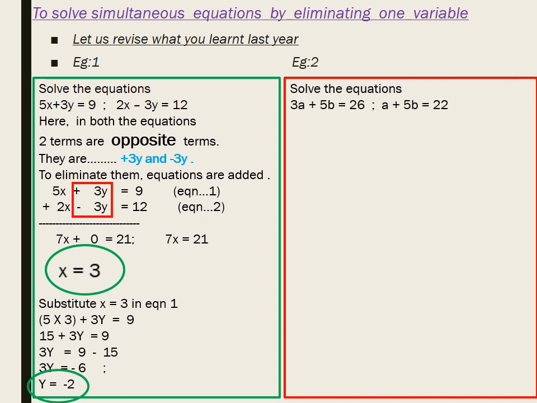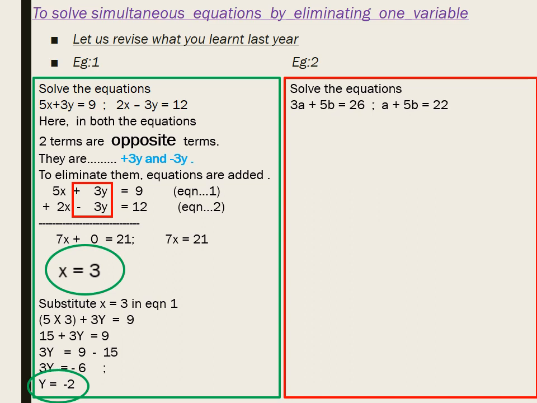Let's take up another example. We have two equations here. 3a plus 5b is equal to 26. A plus 5b is equal to 22. Here if you observe carefully, the coefficients of the second variable is same, both numerically as well as with respect to the sign.